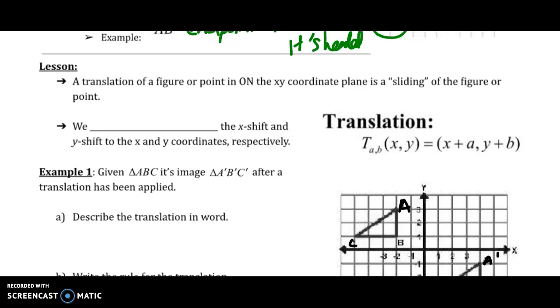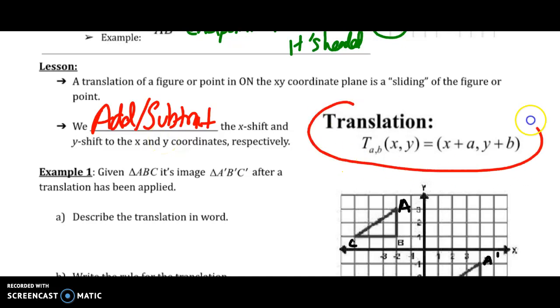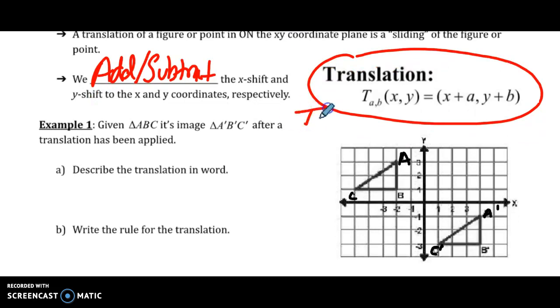on this topic. So a translation, again, of a figure or point on the xy coordinate plane is a sliding of the figure or of the point. To find the new coordinates, we add either the positive or the negative, so I guess you could say subtract, the shift to the x and y coordinates respectively. So we have an example of that over here, of another way the rule can be written, other than the T subscript x comma y.